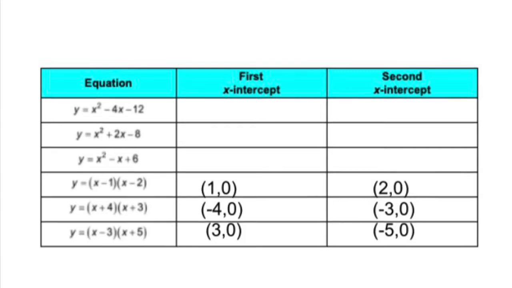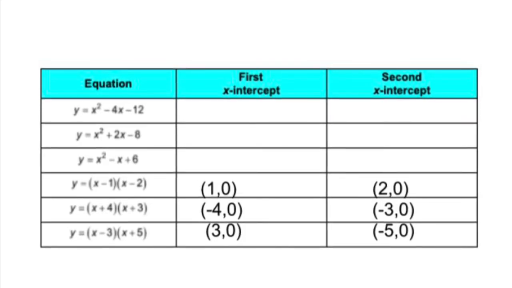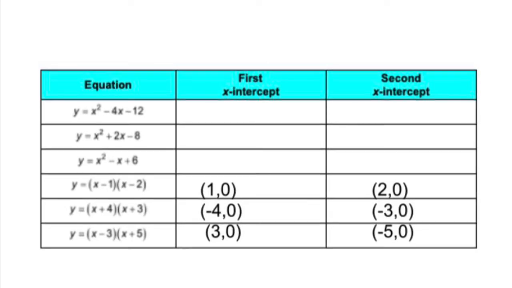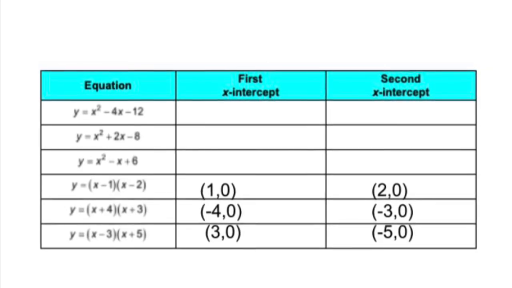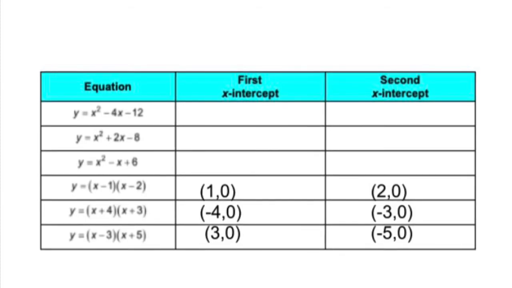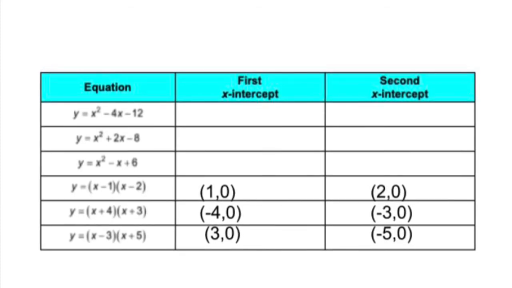So when our equations are in factored form, it is easy to find the intercepts. You just take those numbers that are in the brackets and you switch the sign. Now, the hard part is trying to figure out how to do that when your equation is in standard form.